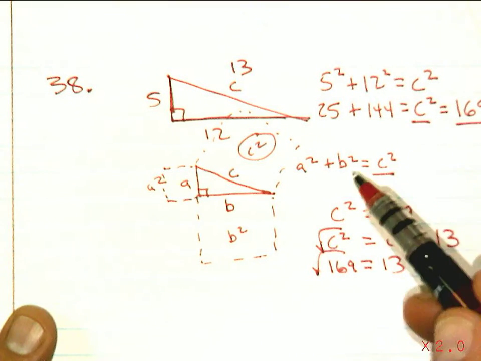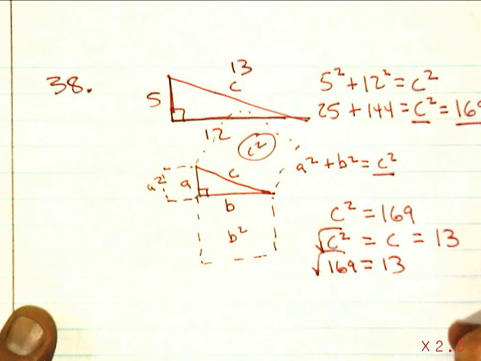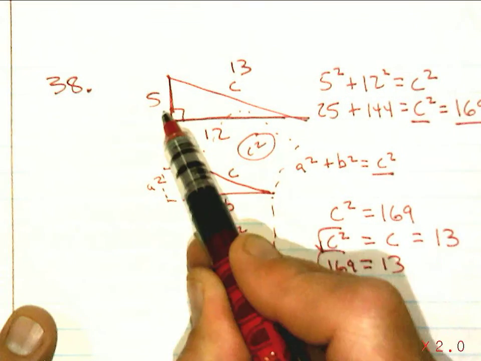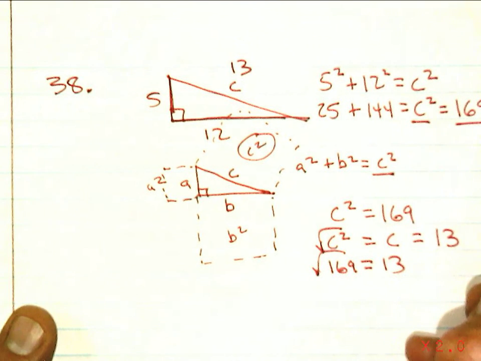A squared plus B squared equals C squared: 25 plus 144 equals 169. So you can't just add the 5 and the 12. You need to square them and then find the square root of the sum of those squares.